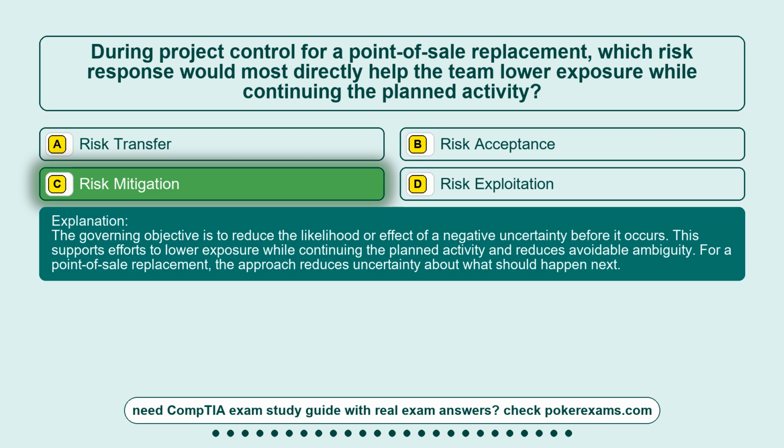The governing objective is to reduce the likelihood or effect of a negative uncertainty before it occurs. This supports efforts to lower exposure while continuing the planned activity and reduces avoidable ambiguity. For a point-of-sale replacement, the approach reduces uncertainty about what should happen next.